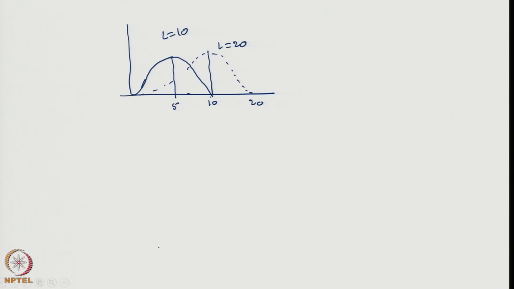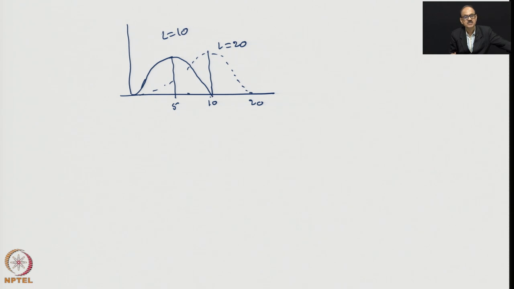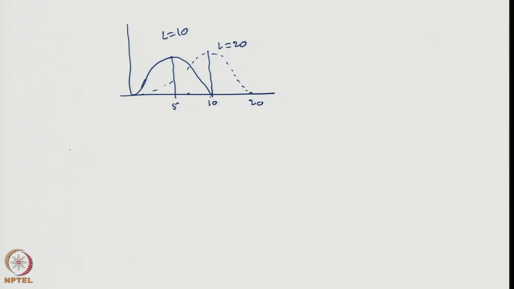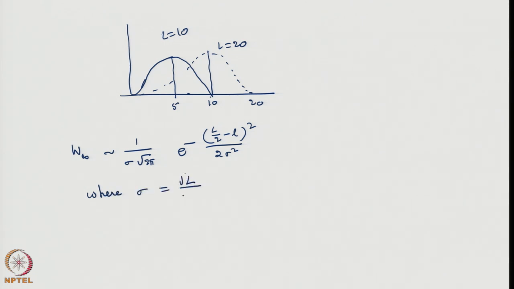The sum and substance of this is there is a fluctuation around the mean, and that fluctuation tends to a Gaussian as L increases, and that Gaussian variance is going to be just the variance that we derived, that is L by 4. So one can summarize it in the form of a Gaussian distribution, which has the form W infinity will tend to be 1 by sigma root 2 pi, e to the power minus (L by 2 minus L) whole square divided by 2 sigma square, where sigma is equal to root L by 2, tends to a Gaussian.